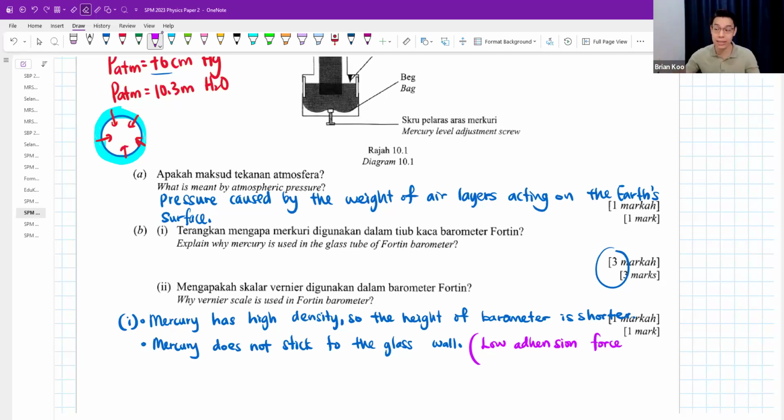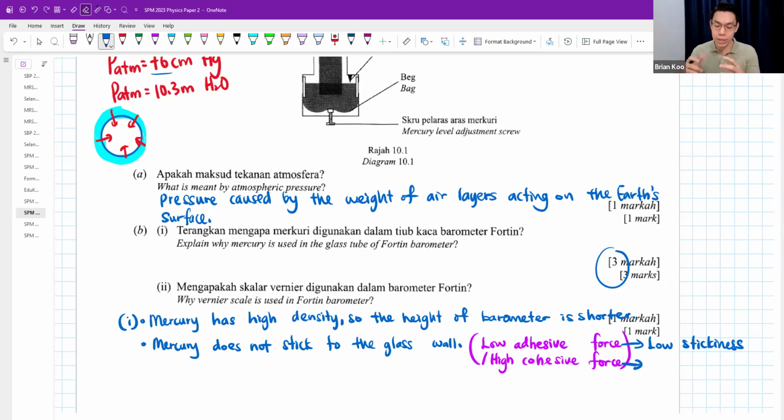That means it doesn't stick to the wall, or high, sorry, I should spell it as adhesive force. High cohesive force. If you want to mention that, also can. So low adhesion meaning low stickiness. High cohesive force or high cohesion force means it sticks to itself very well. Cohesion or cohesive means they stick together very well so that it doesn't stick to the wall.